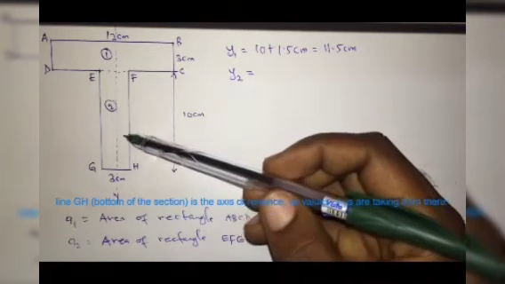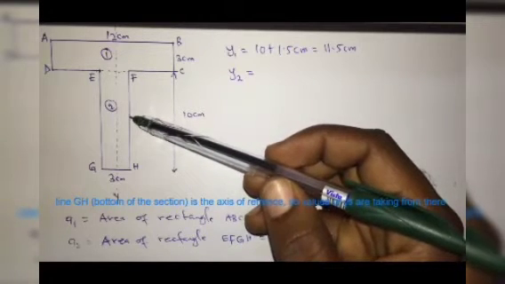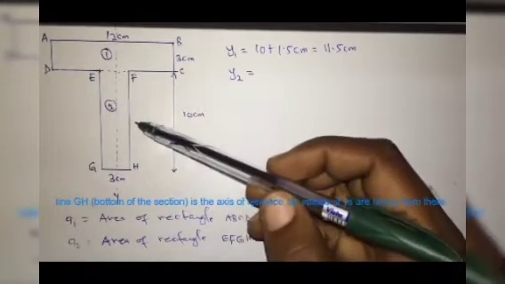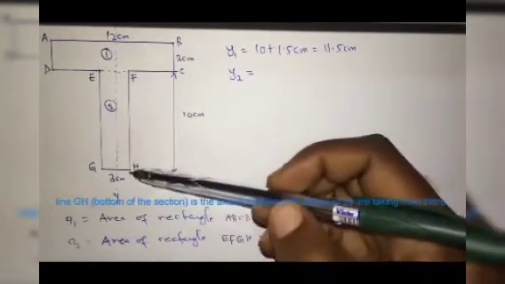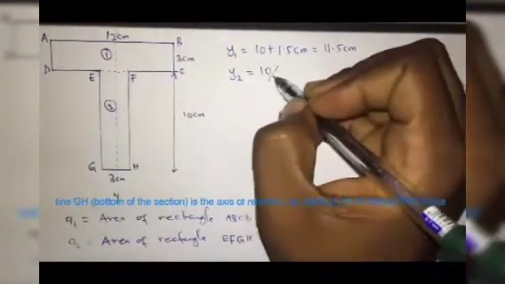Then for Y2, see the same reference axis. So Y2 is going to be half of rectangle EFGH. That's 10/2, which is 5 centimeter.